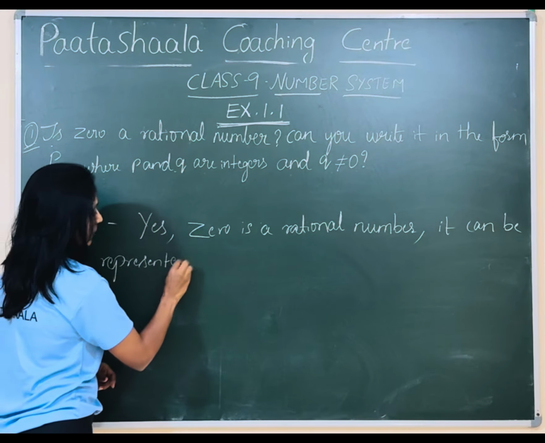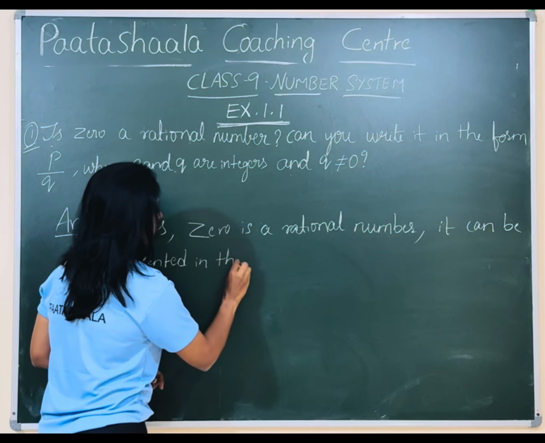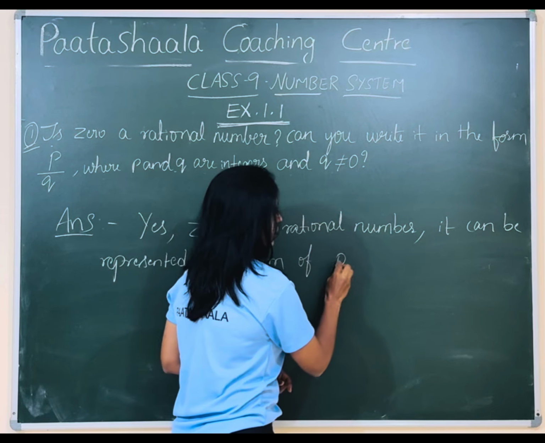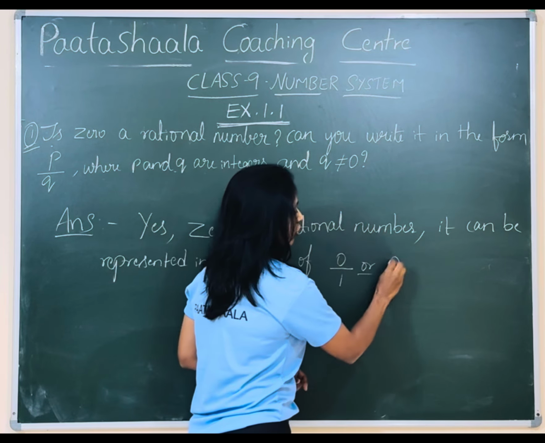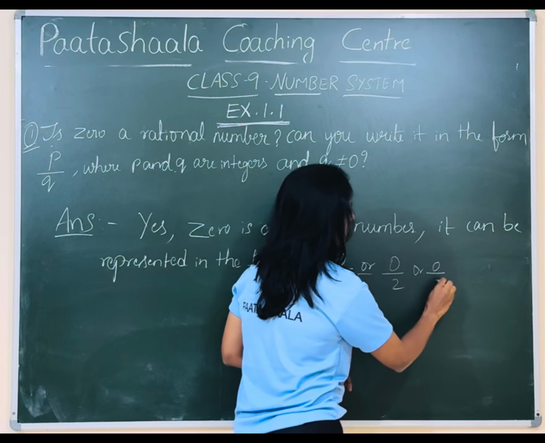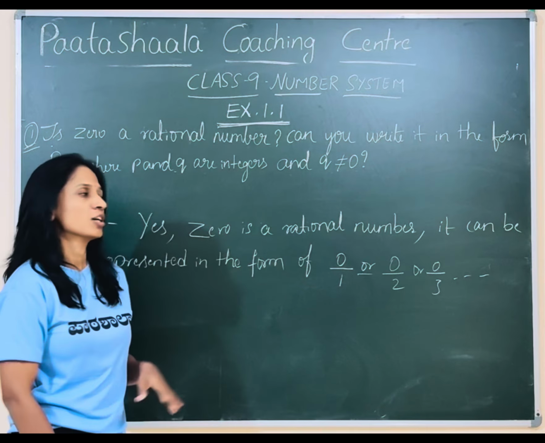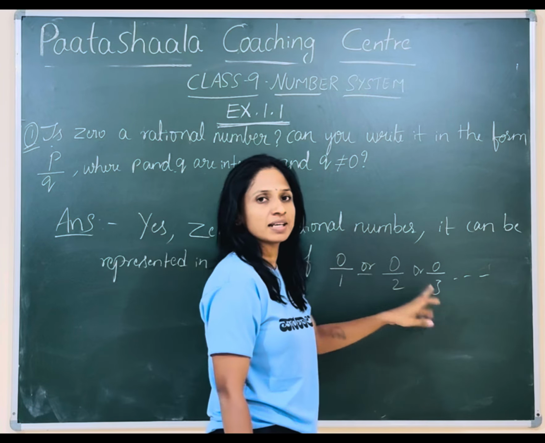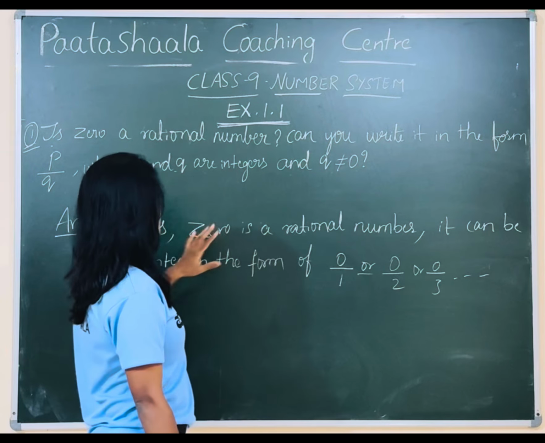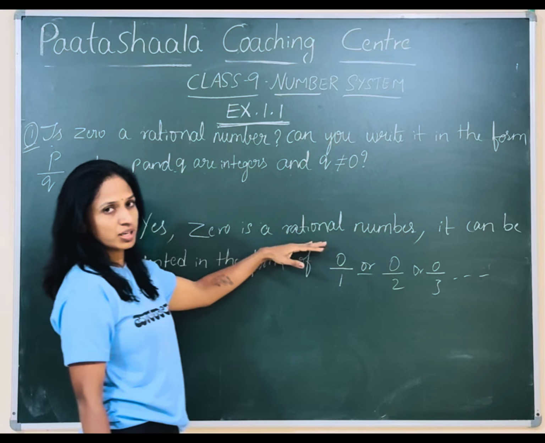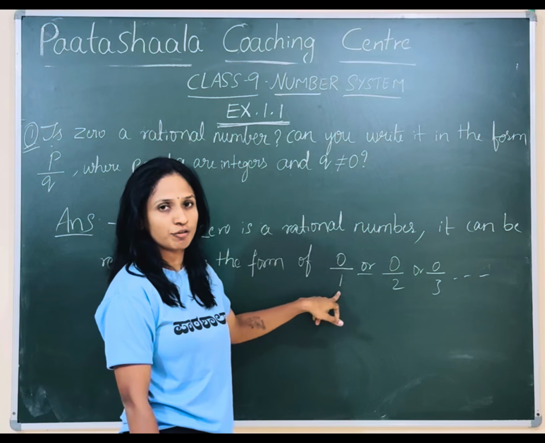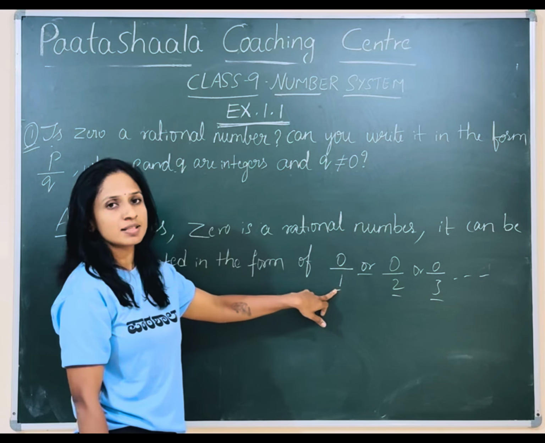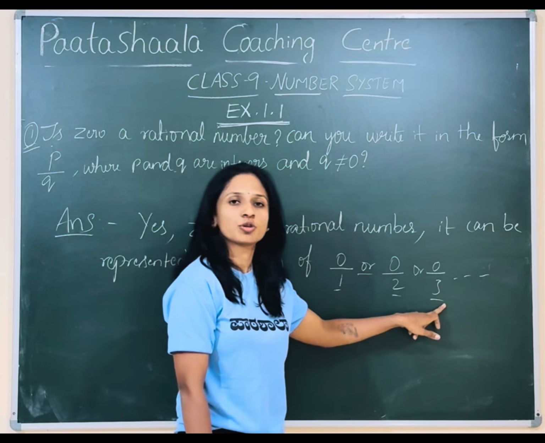represented in the form of either 0 by 1 or 0 by 2 or 0 by 3 and so on. So we can represent 0 as 0 by 1, 0 by 2 or 0 by 3. The answers will be 0 only. So the answer is yes. 0 is a rational number because it can be represented in the form of p by q, where q is not equal to 0. Where q here is 1, q here is 2 and q here is 3.